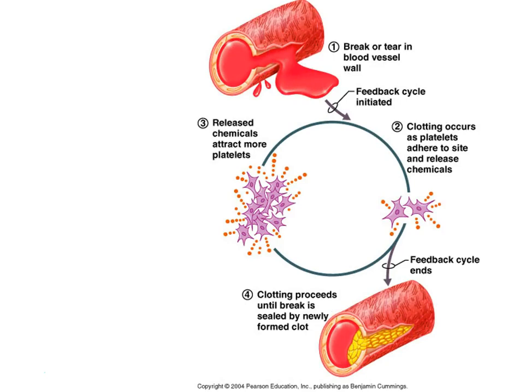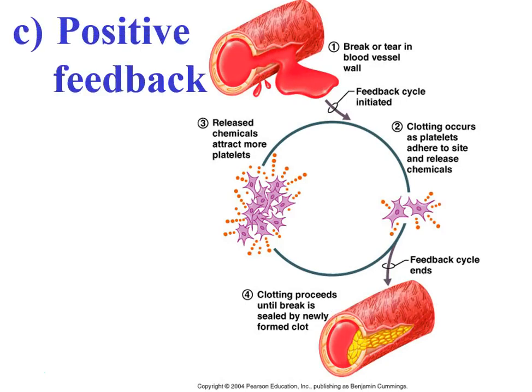Another feedback system is called a positive feedback system. In a positive feedback system, there's some kind of action that happens. Receptors pick up on it, but what they do is they keep sending out impulses, stronger and stronger and stronger until we reach homeostasis. Blood clotting is a good example of a positive feedback.